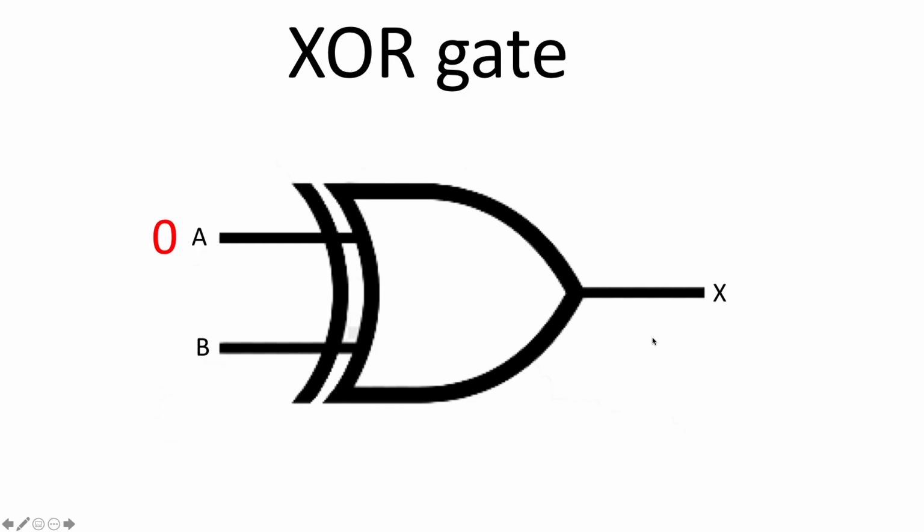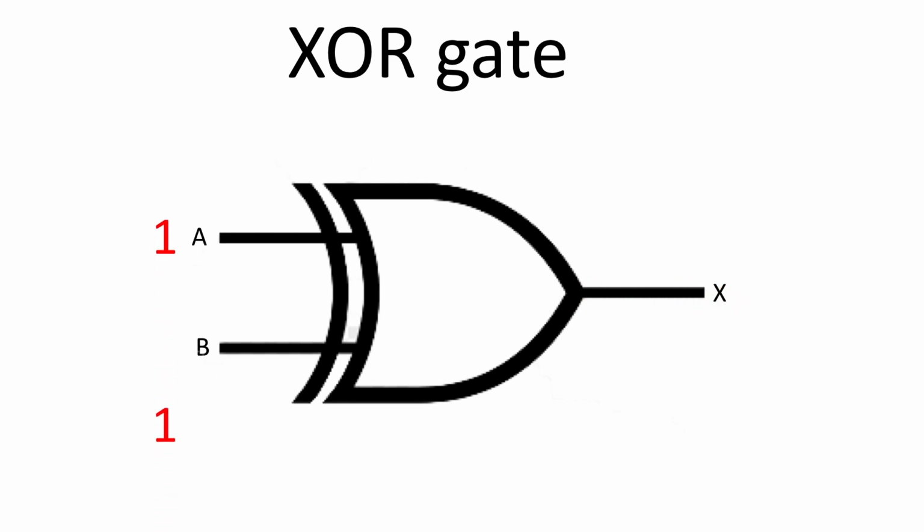So what happens if you have input A as 0, B as 0? A goes in as 0, B goes in as 0, the output you get is a 0. That's understandable. That's just like an OR gate. If you have input A as 0, B as 1, the output you get is 1. Same as an OR gate. If A is 1, B is 0, the output you get is 1. Again, same as an OR gate.